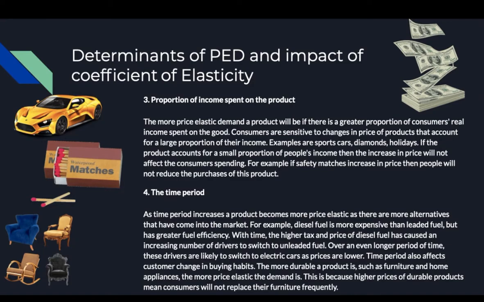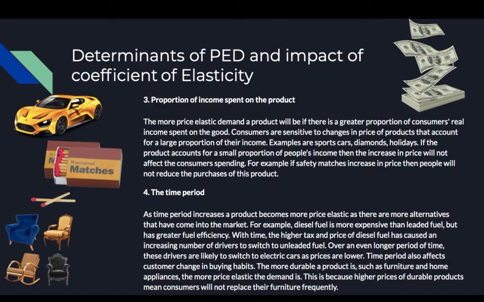So now the third determinant of PED is the proportion of income spent on the product. This means that demand for a product will be more price elastic if a greater proportion of real consumers' income is spent on the good. Consumers are sensitive to changes in the price of a product that accounts for a large proportion of their income. Examples are sports cars, diamonds, and holidays.